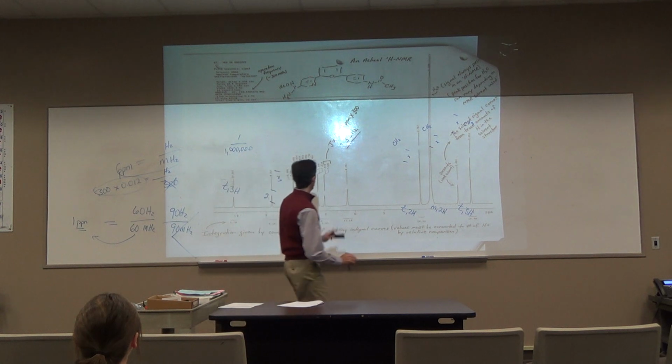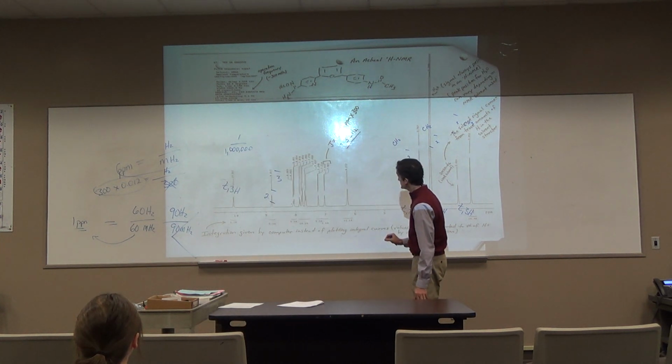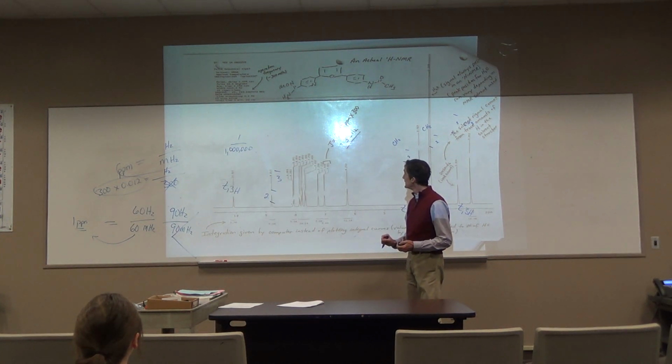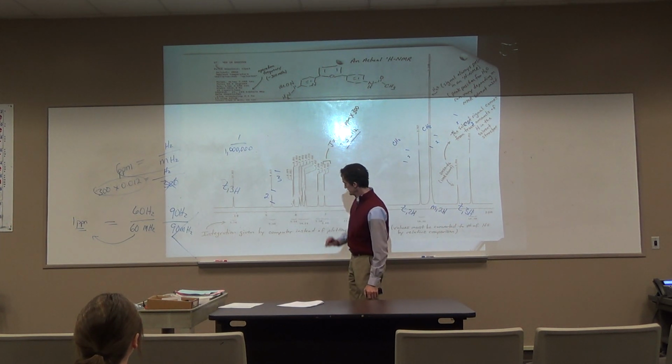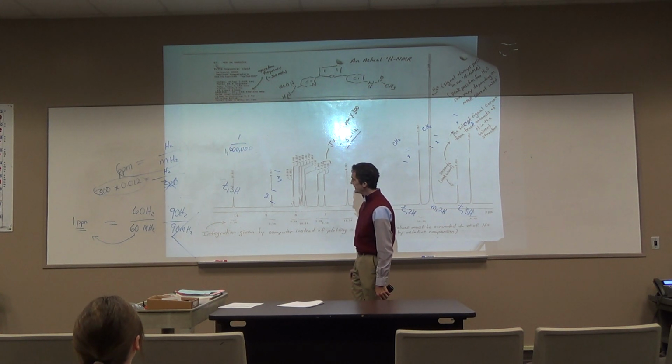So that's a J value. It's the difference. Each doublet, it's very common to determine J values of doublets.